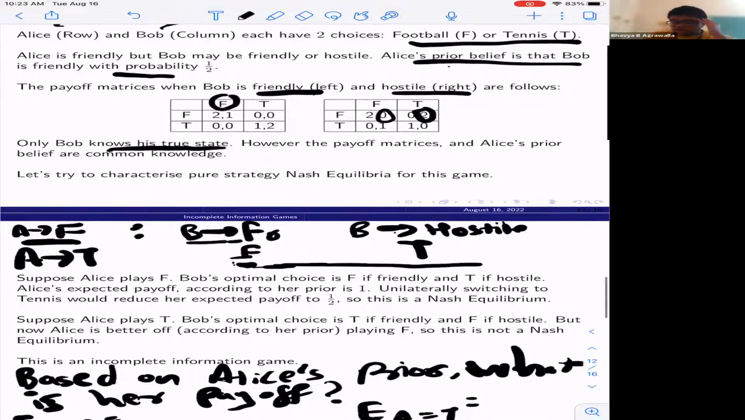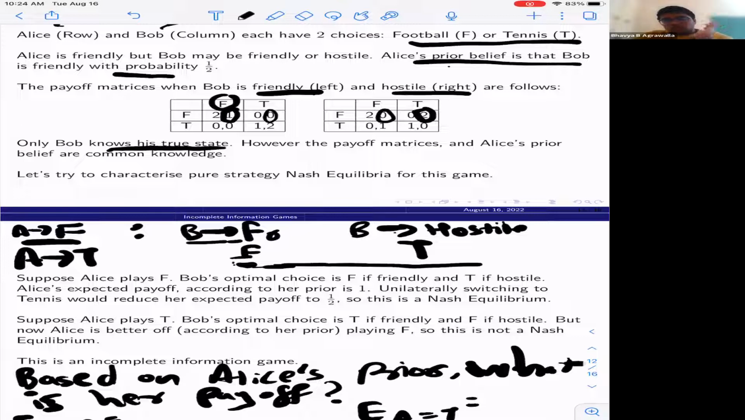Because let's say Bob is friendly, then if Alice is playing football, then if Bob plays football, he gets a payoff of 1. And if Bob plays tennis, he gets a payoff of 0. So why would he play tennis if he's friendly? But then Alice also gets a payoff of 2, which is 1 more than Bob's. It is like an advantage to Alice in any way.